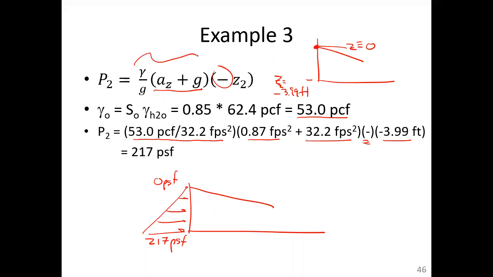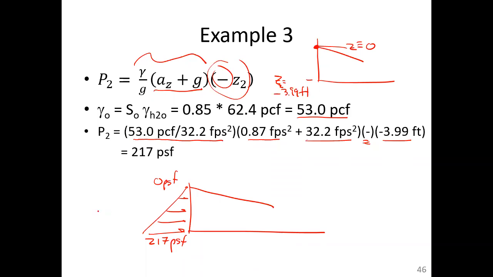Look at this equation. Is gamma, the specific weight, changing as you move through the fluid? No. Is the acceleration due to gravity changing as you move through the fluid? No. Is AZ changing as you move through the fluid? No. Is g? No. The only thing that's changing as you move along that left side is Z. And that's why you have a linear pressure distribution.